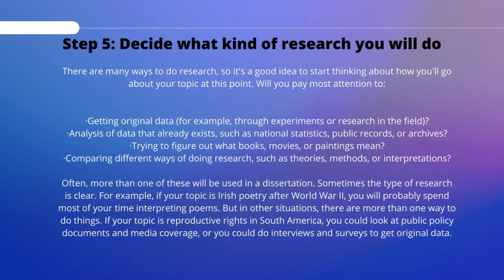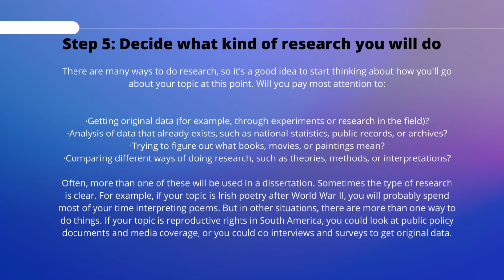Step 5. Decide what kind of research you will do. There are many ways to do research, so it's a good idea to start thinking about how you'll go about your topic at this point. Will you pay most attention to getting original data, for example, through experiments or research in the field? Analysis of data that already exists, such as national statistics, public records, or archives. Trying to figure out what books, movies, or paintings mean.